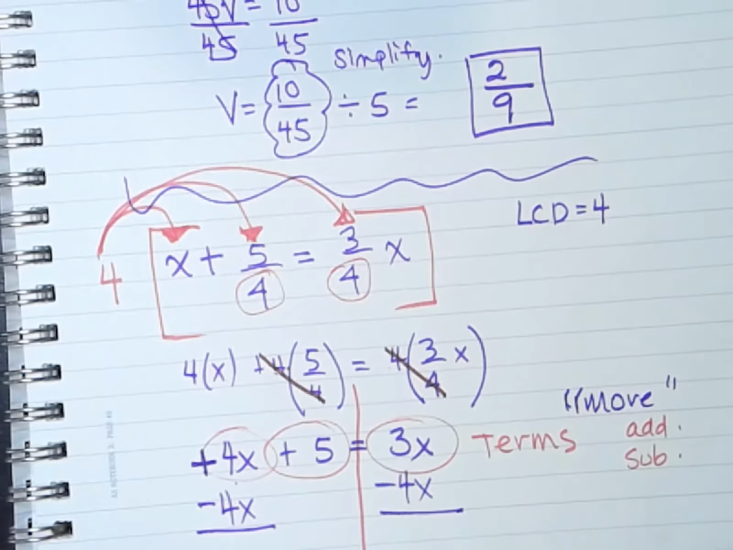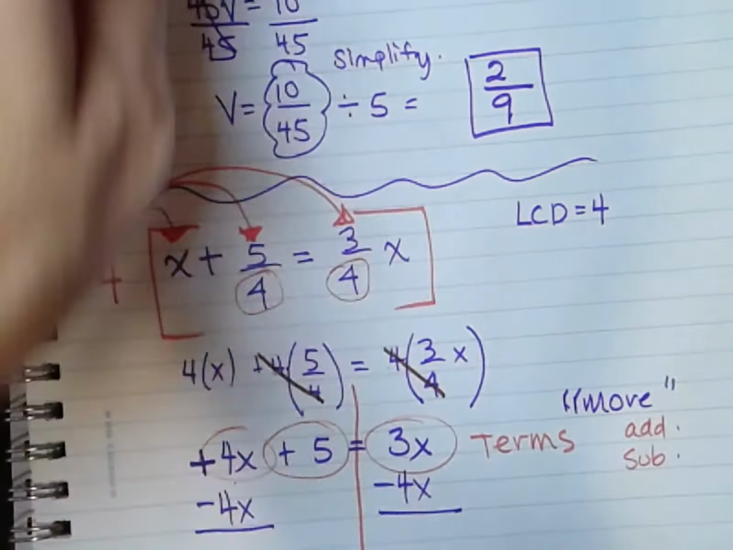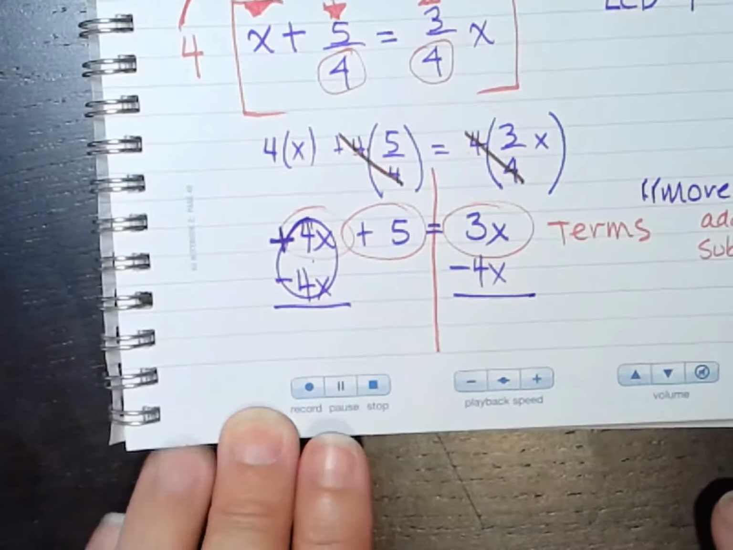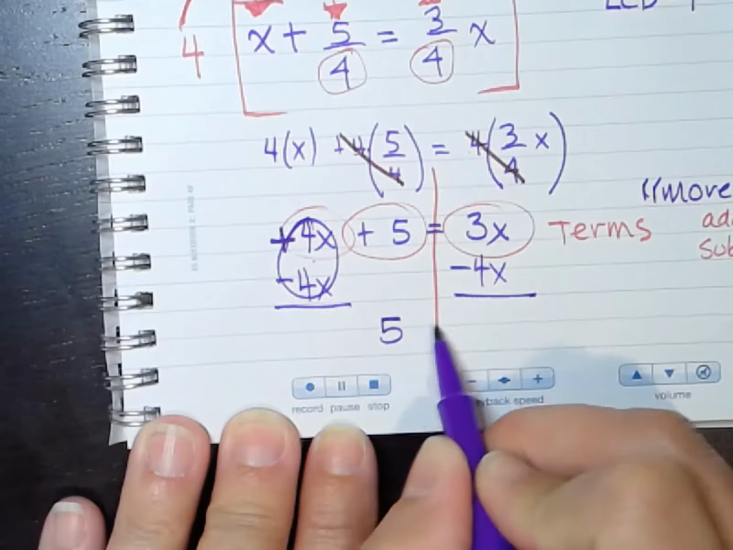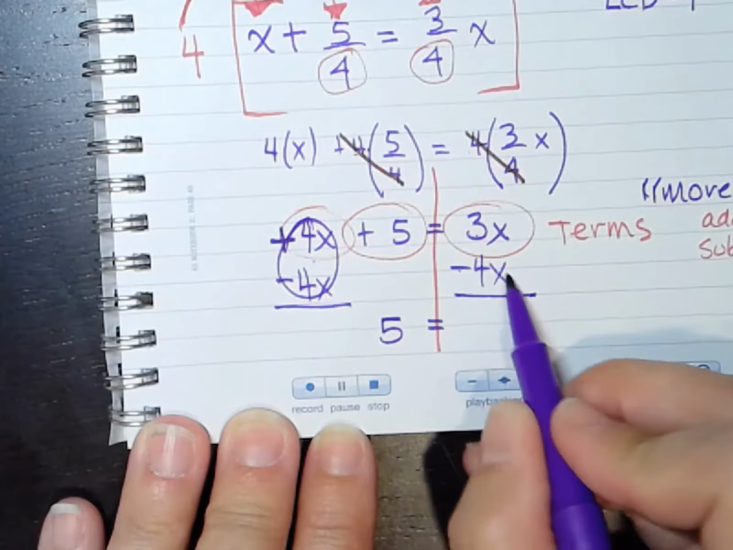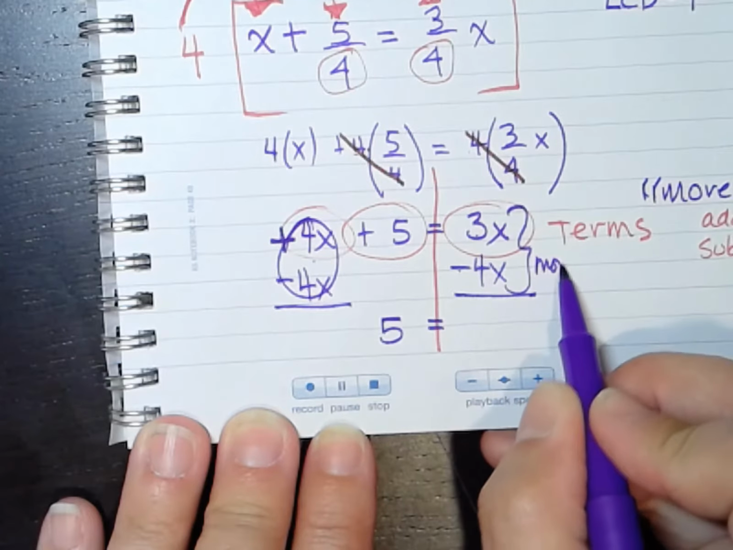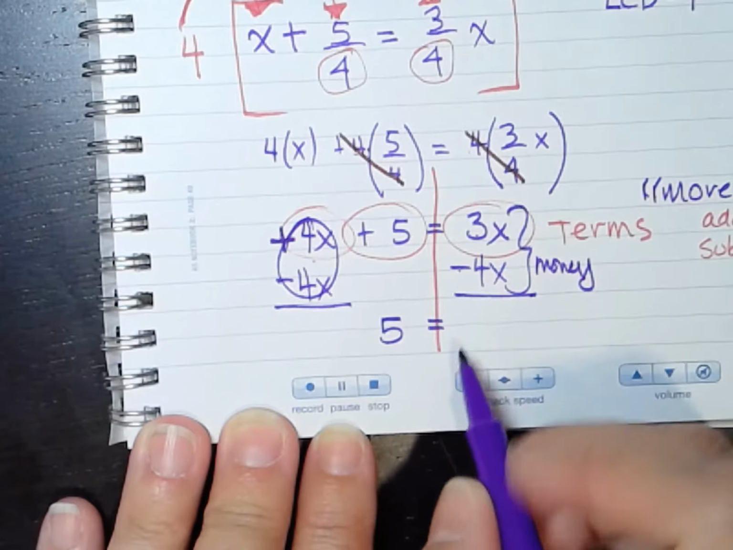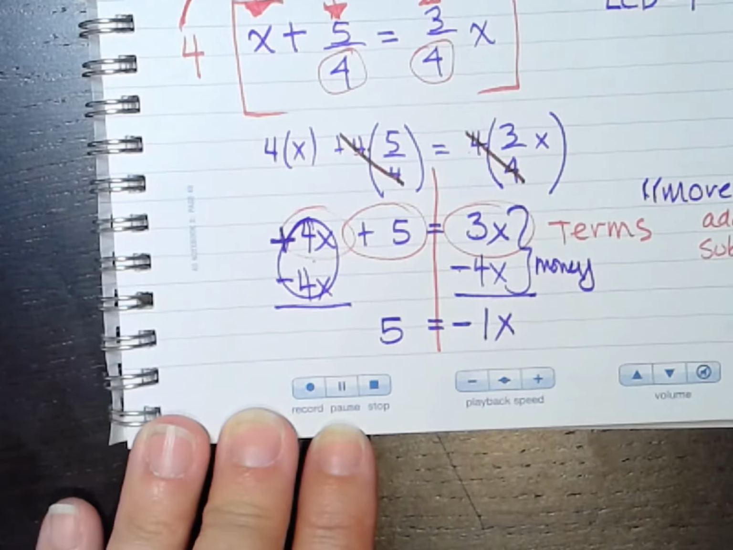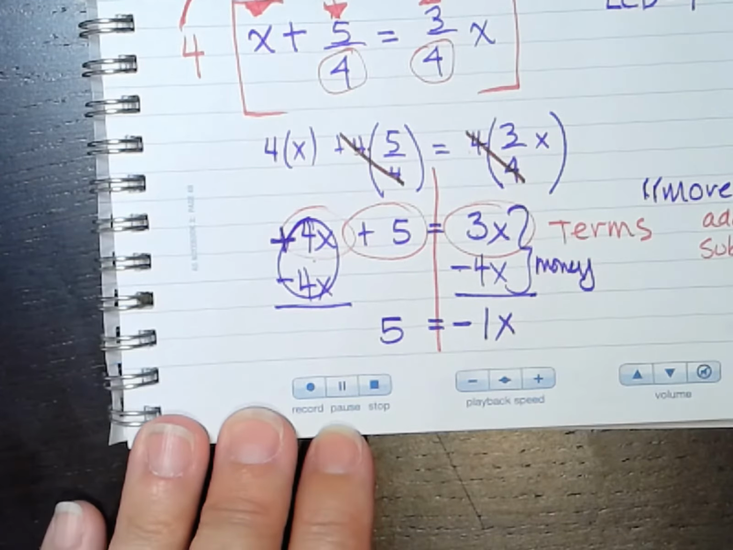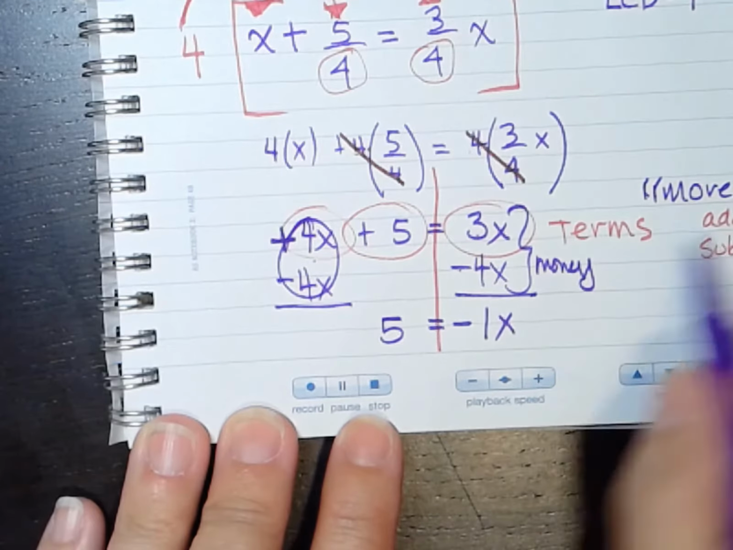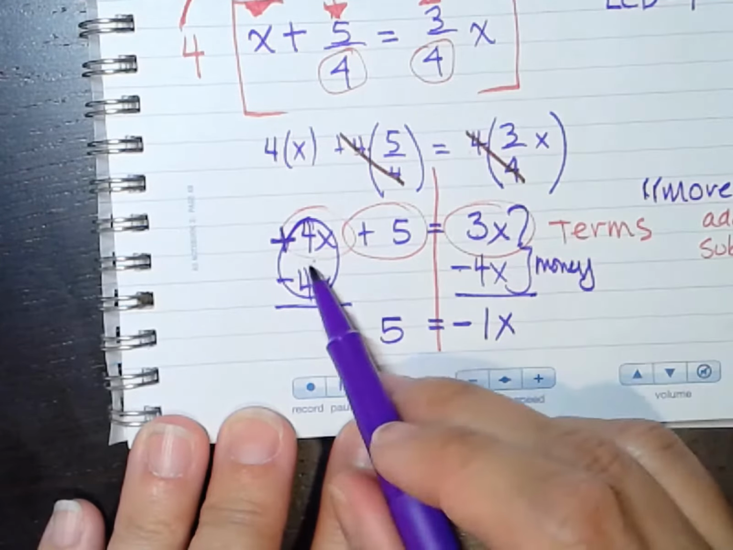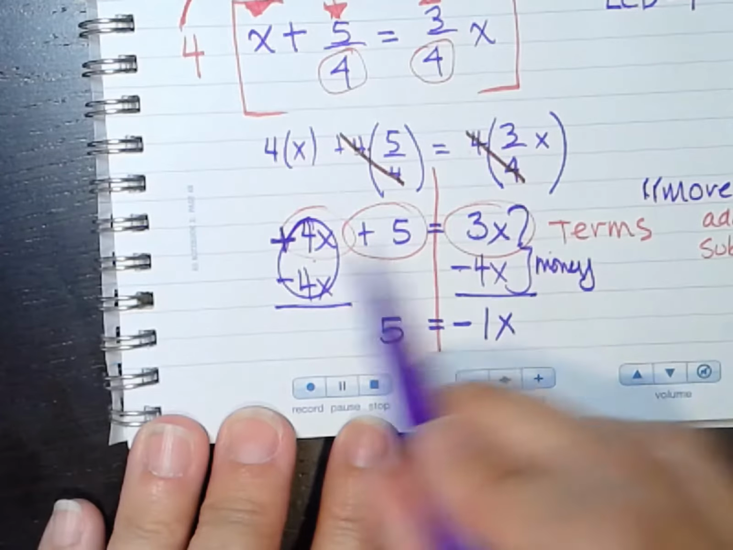And so now I get a 0 right there. And so I have 5 is equal to 3x minus 4x. This is money now. I have $3 in my wallet, but I'm supposed to spend 4. So I'm short 1. So that's negative 1x. Okay, so now that everybody's been moved, I've moved terms. I've jumped the fence with my terms. That's moving. That's adding and subtracting.